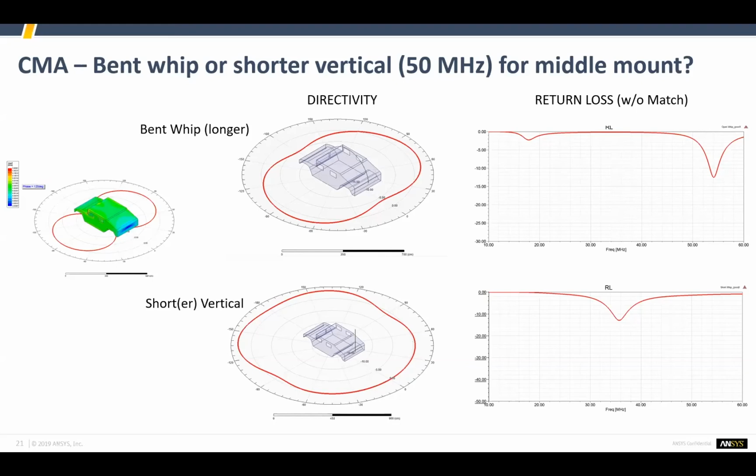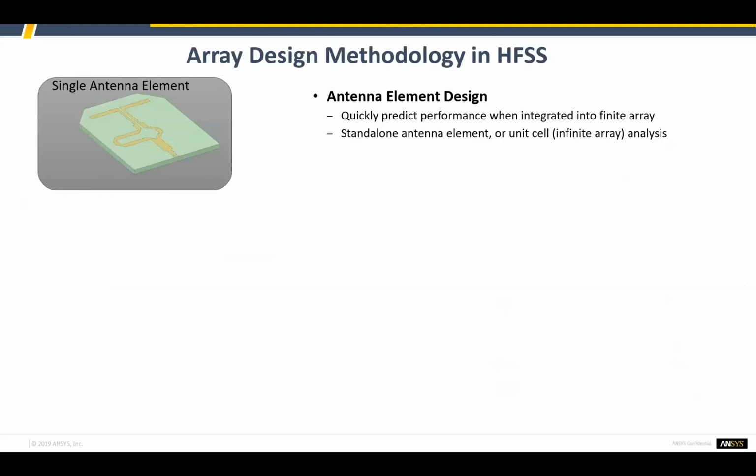Now, oftentimes, people do use our tools to model not just single antennas, not just the single whip or fin or blade antenna, but they want to do an array. So we obviously have an array methodology in HFSS, and it's quite straightforward. We start off with a single antenna element, as shown here. This is just a simple dipole antenna.